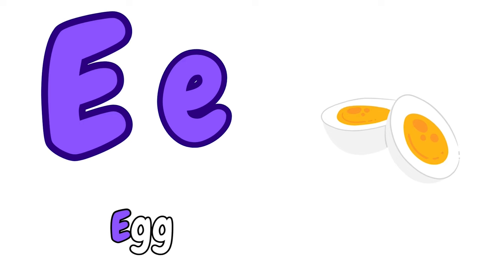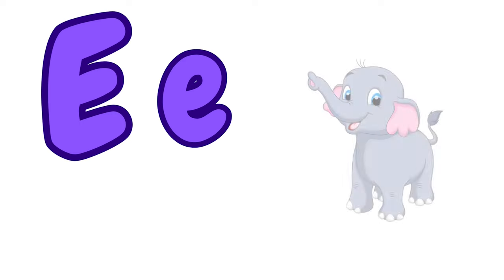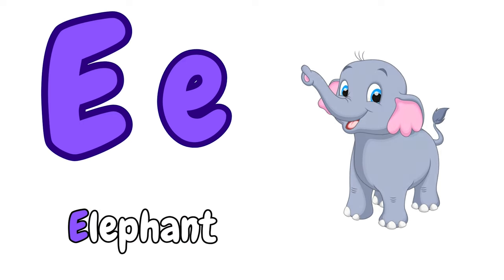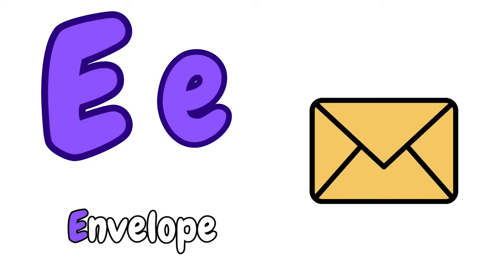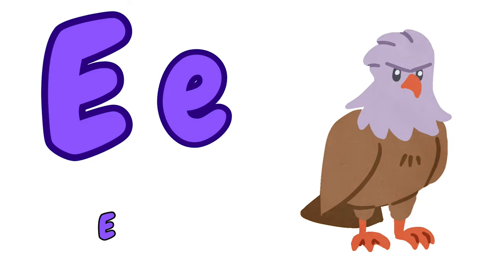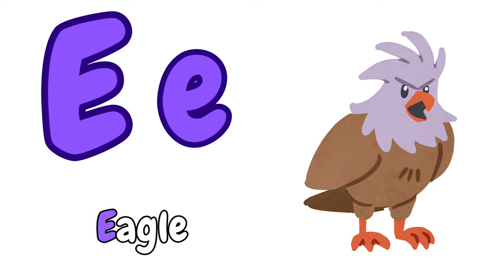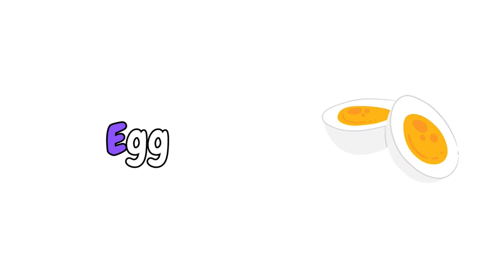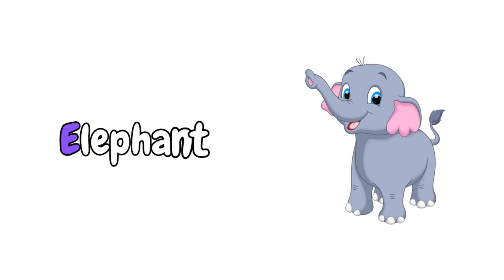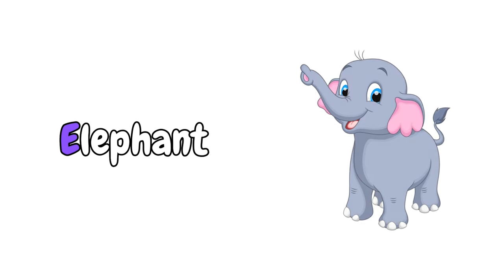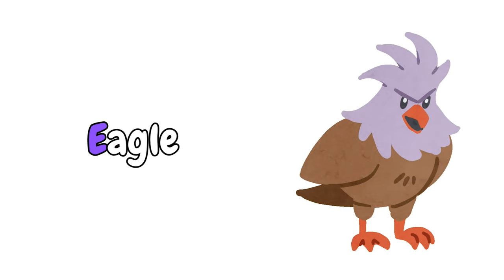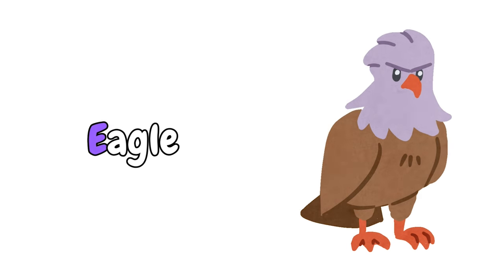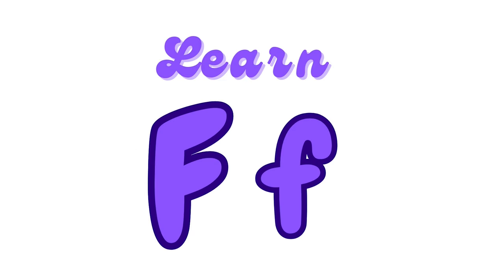E for Egg. E for Elephant. E for Envelope. E for Eagle. Can we say once again, kids? E for Elephant. E for Envelope. E for Eagle. We are going to see about alphabet F.